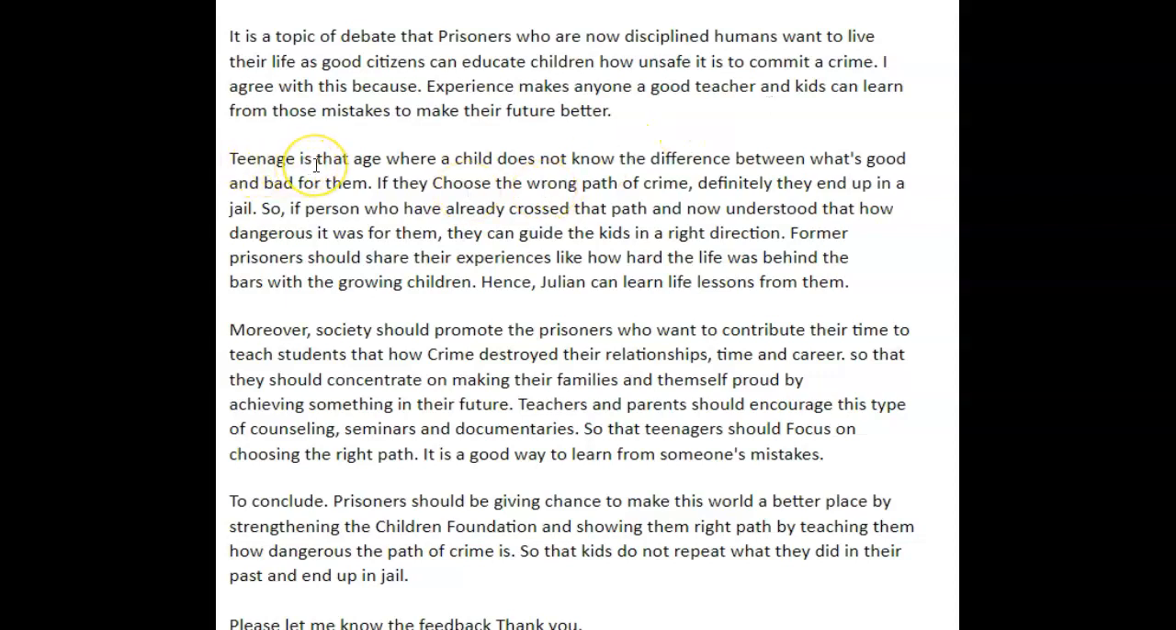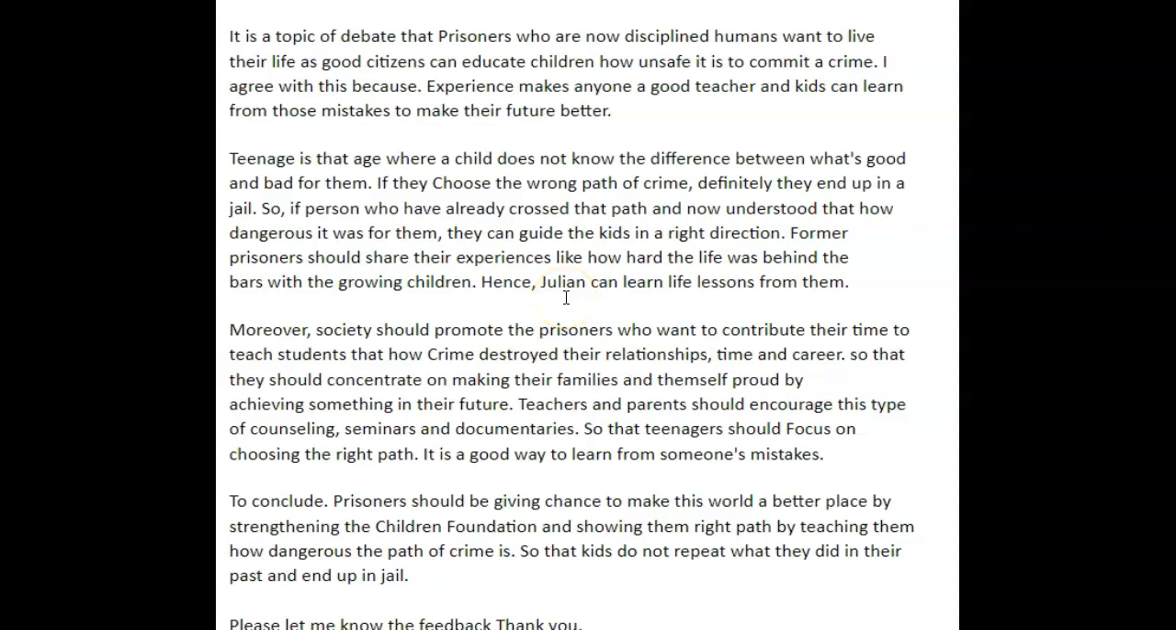So let's see. Teenage is that age where a child does not know the difference between what's good and bad for them. If they choose the wrong path of crime, definitely they will end up in a jail. So if person who have already crossed their path and now understood that how dangerous it was for them, they can guide the kids in a right direction. Former prisoners should share their experiences, like how hard the life was behind the bars with the growing children. Hence, Julian, I don't know who Julian is, can learn life lessons from them. Really, I don't understand what this is. Who is Julian?